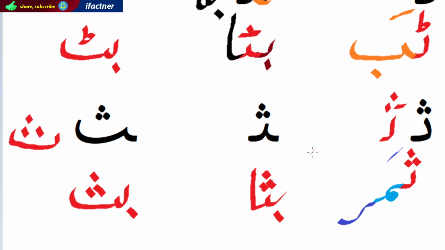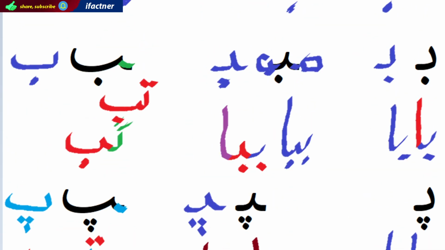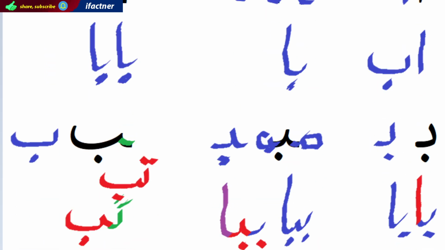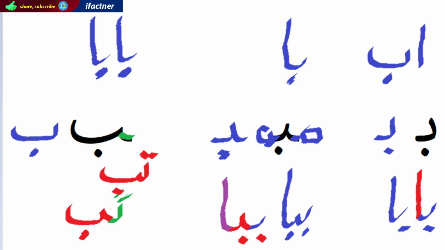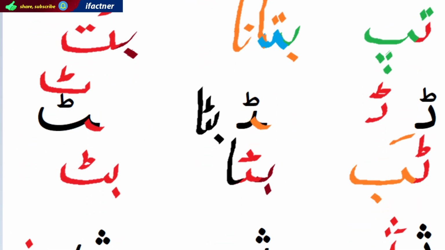So ladies and gentlemen, in today's video tutorial you have learned just 2 things. One is how to conjugate alif, and the second thing is how to conjugate be, pe, te, se. How to write be, pe, te, se when they appear at the beginning of the word, at the middle of the word, and at the end of the word.